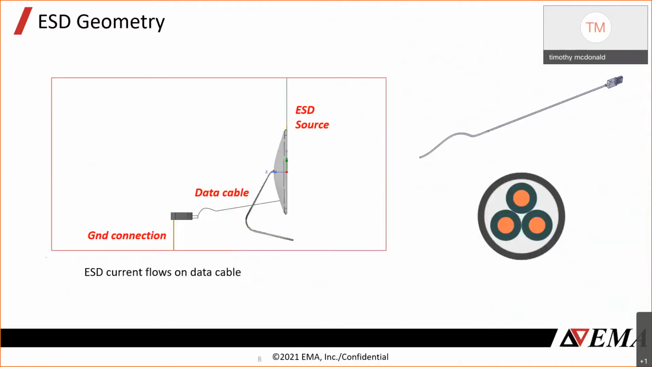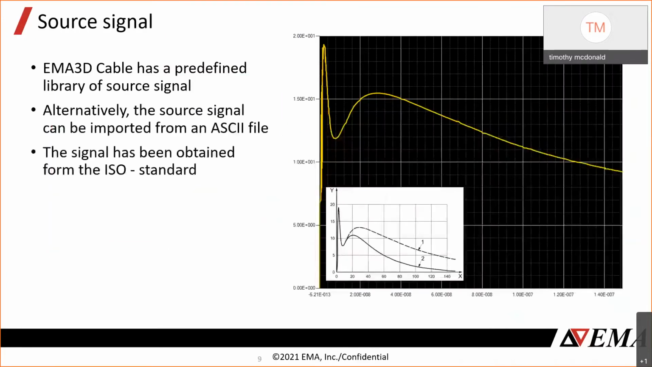So let's talk about ESD, and in particular today we're going to be talking about conducted ESD that's forced to flow on a cable. So in this case we've got our ESD happening on the monitor, and the monitor itself is not necessarily grounded, and there's a data cable that connects the monitor to the CPU device, and that CPU device is grounded. So when I discharge my finger to the computer, the only path for the current is to flow along the cable itself.